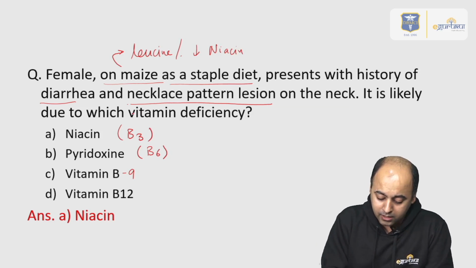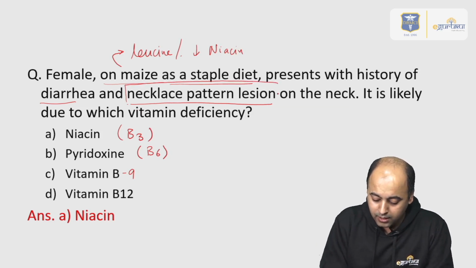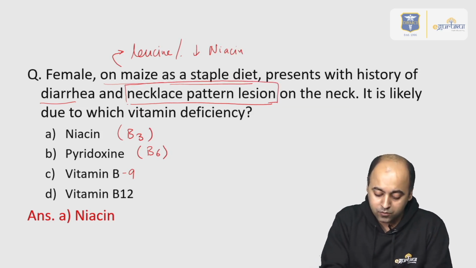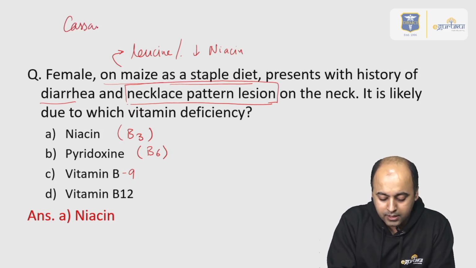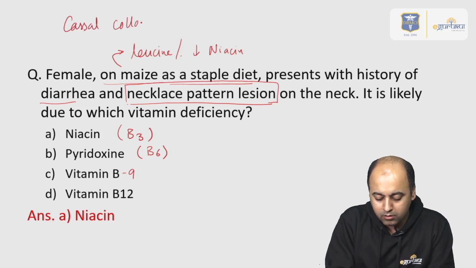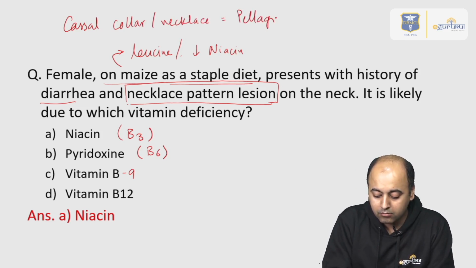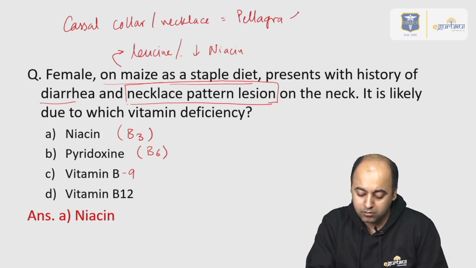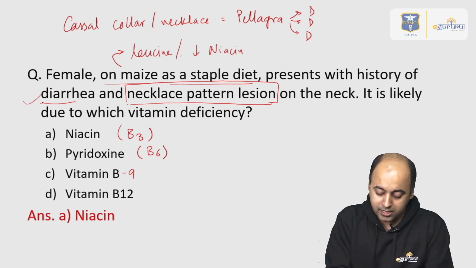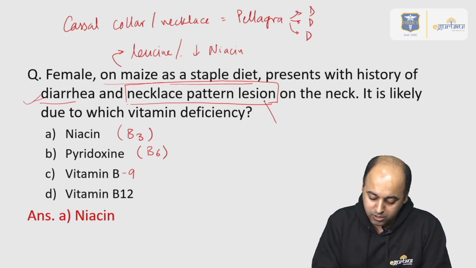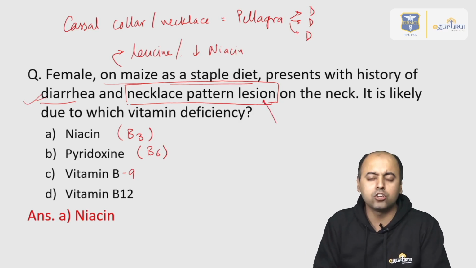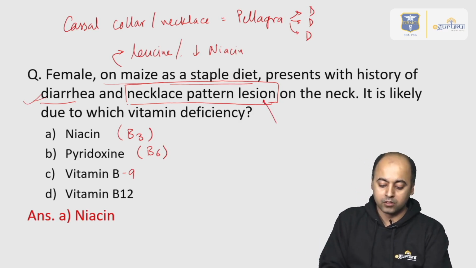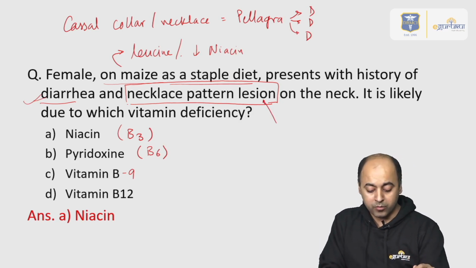We are looking at the classical necklace pattern lesion which is known as the Casal collar or Casal necklace seen in pellagra. Pellagra has the 3 Ds: diarrhea, dermatitis, dementia. So diarrhea is given, the dermatitis is given, dementia has not been mentioned, but that is also seen. So question 1 from niacin.